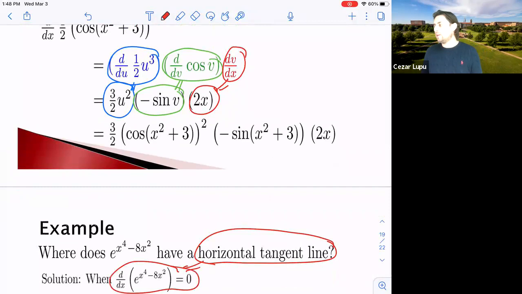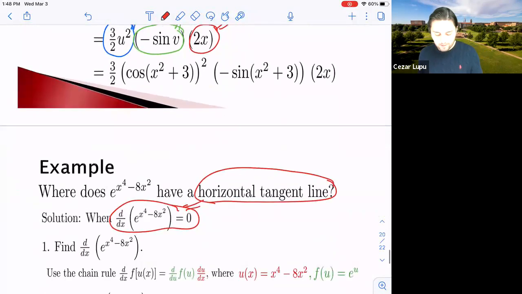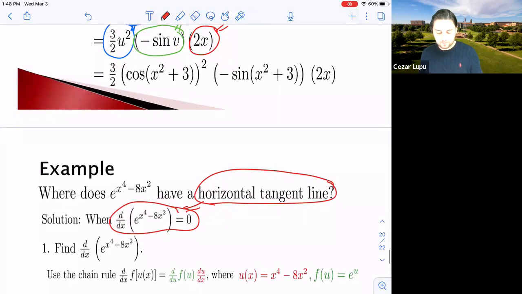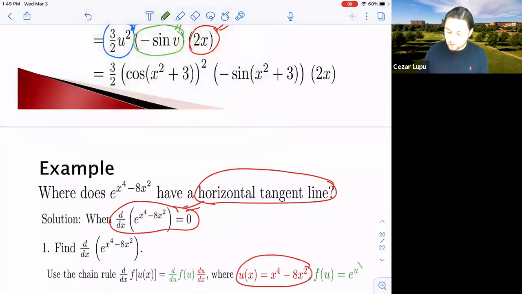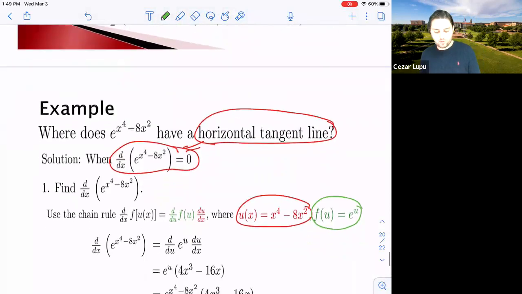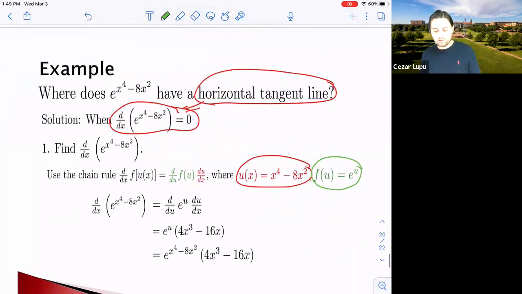Okay, so again, we need to identify this time two functions, right? Because we have e to some power, and again, we will apply the chain rule. Look, use the chain rule for u of x is x to the fourth minus 8x squared, so the function inside. So this guy is u of x, as you see it here. And f of u will be nothing else than just the exponential, so e to the power of u. And again, by applying the chain rule as usual, you'll get this, right?